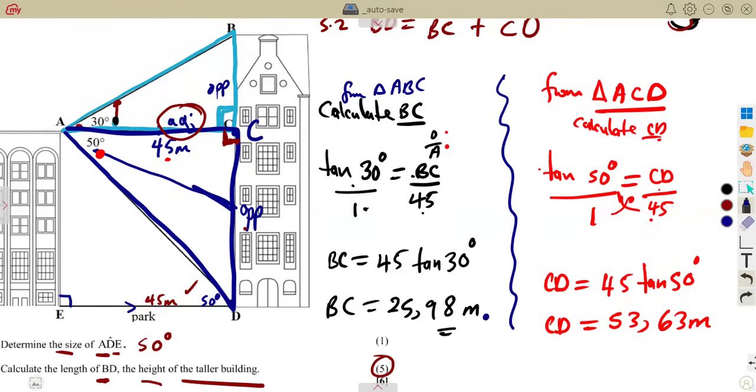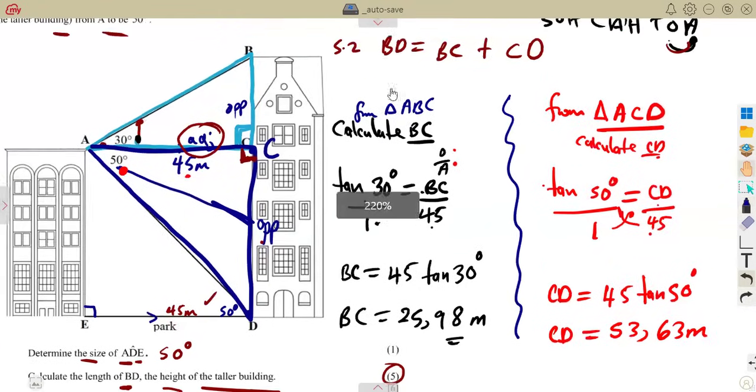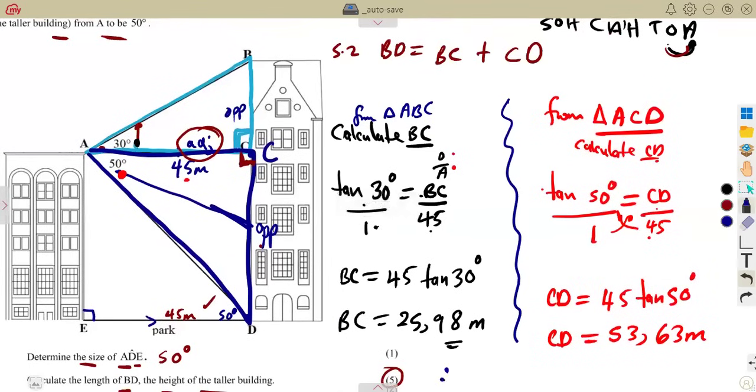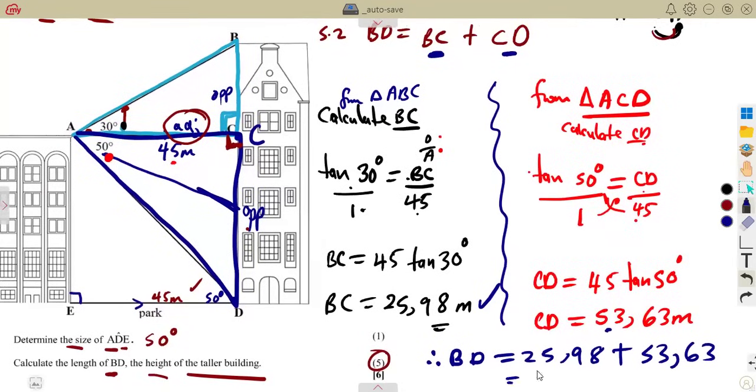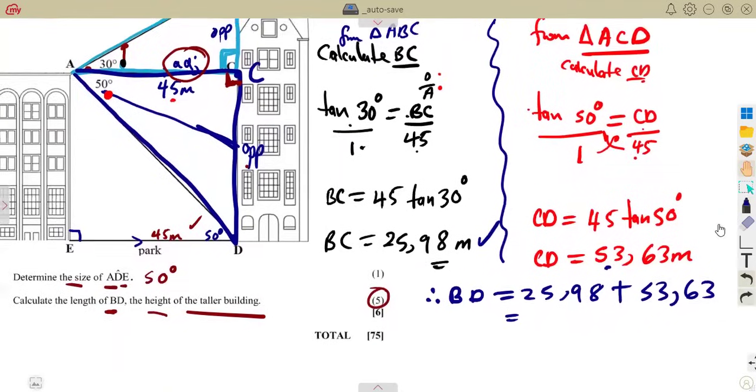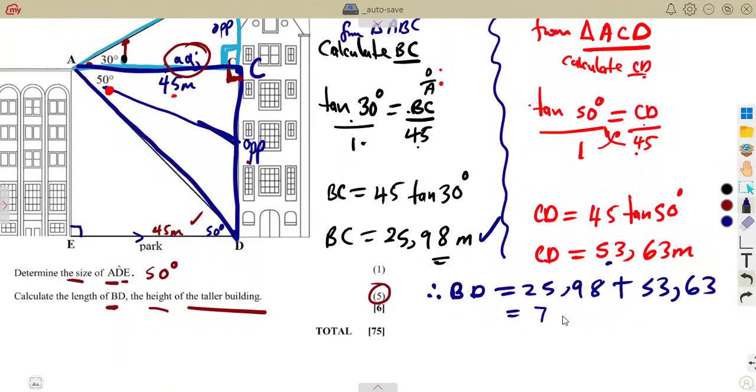So from these trigonometrical ratios, we managed to calculate the length of BC and the length of CD. And we are saying these two combined give us BD. So therefore, our BD is the sum of BC, which we got here, 25.98, plus CD, which is 53.63. It gives us the length of the whole line from B to D, which is the height of the taller building, and that is 79.61 meters.